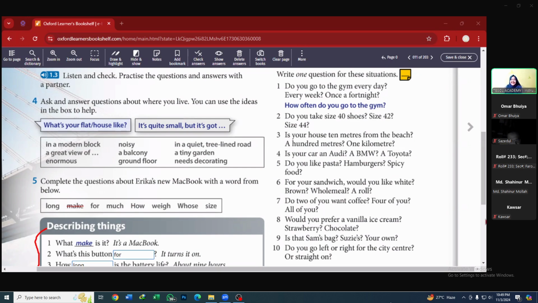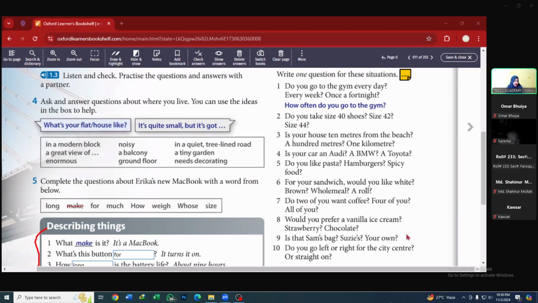Excellent. Great. Last one. Do you go left or right for the city center or straight on? Who wants to answer this? I mean, who wants to give me the question of this? The last one? Where do you go? Yes, Mr. Farooq. Say you again. Where do you go?